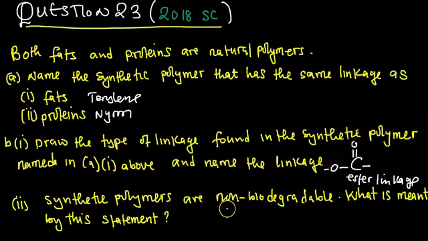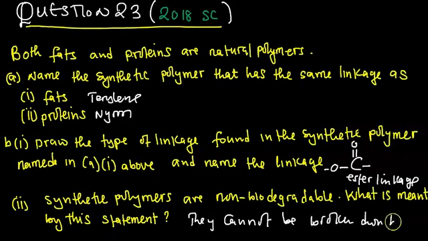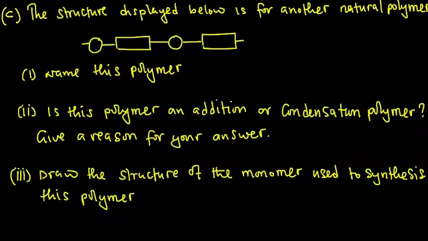The synthetic polymers are non-biodegradable. What does it mean, non-biodegradable? So they cannot be easily broken down by bacteria. In short, they are difficult to dispose. That is what it means, non-biodegradable. They cannot be disposed of by biological means, that is bacteria. So the bacteria cannot break them down for disposal.